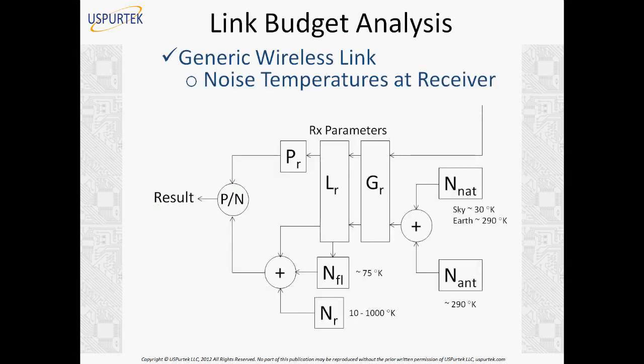Now this is an illustration that shows some estimates of the noise temperatures on the receiver side. As you see on the natural noise, for the sky we usually take 30 K. This is the usual temperature of the sky. And for Earth it's 290 K. For the antenna, this is a very general figure, 290 K. It can change from antenna to antenna, of course.